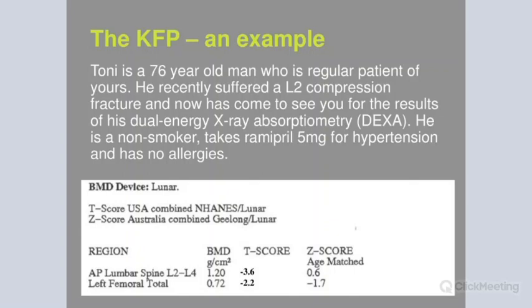He has no allergies. And then, mind my very dodgy Photoshop effort, there's some results of his DEXA scan. You can see that his T score for the lumbar spine is minus 3.6 and the left femoral is minus 2.2.